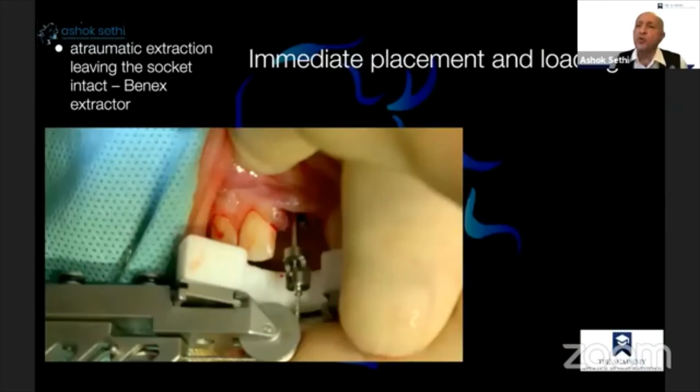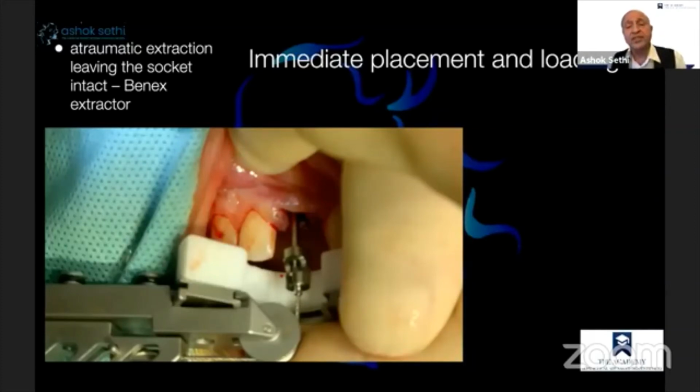So, as I said earlier, you need to preserve that socket. There are gadgets available, and this is the Benex extractor. It's a simple matter of drilling a hole in the root. With that patient we saw just now, you had nothing to get hold of to get that tooth out. And you don't want to lean on the soft tissues and the hard tissues on either side, otherwise you will damage those and you will get a compromised result.